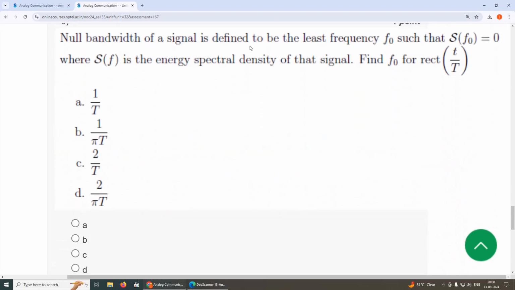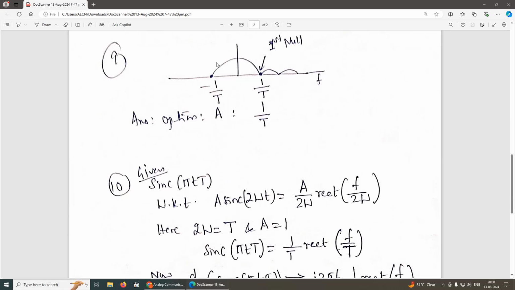Ninth one: null bandwidth of a signal is defined to be the least frequency f naught such that H(f) is zero, where H(f) is the energy spectral density of that signal. Find f naught for a rectangular function. The answer is the sinc function, and the first null is at f equal to 1 by T, where T is the duration of the rectangular pulse. So the answer is option A, 1 by T.